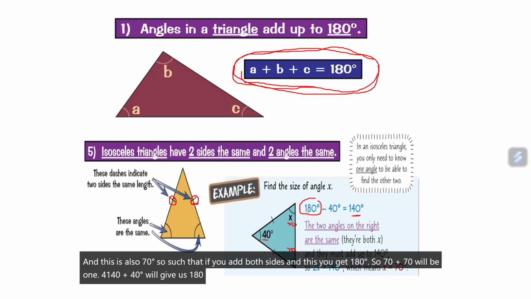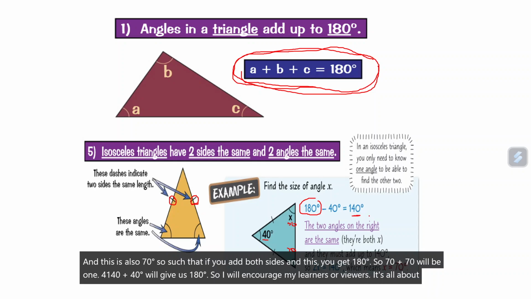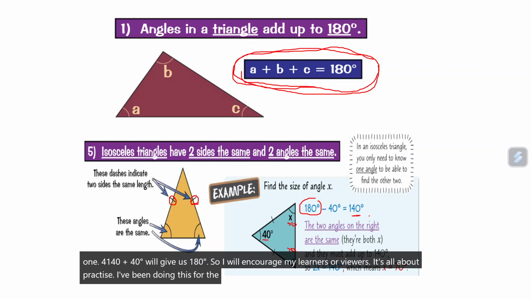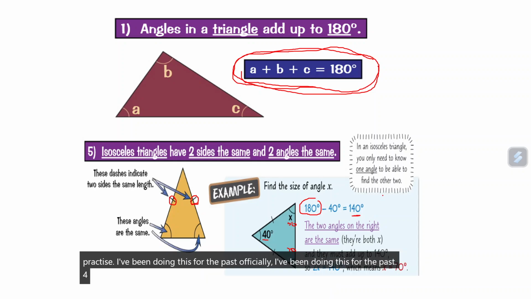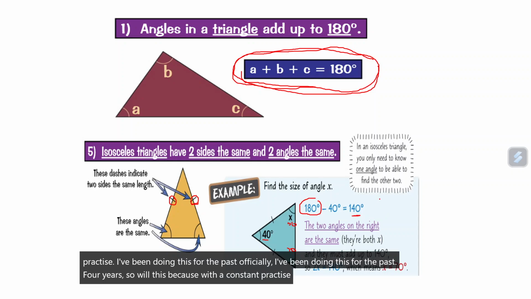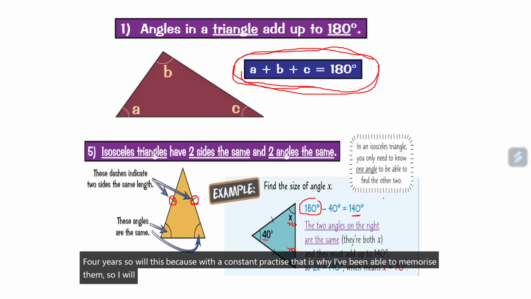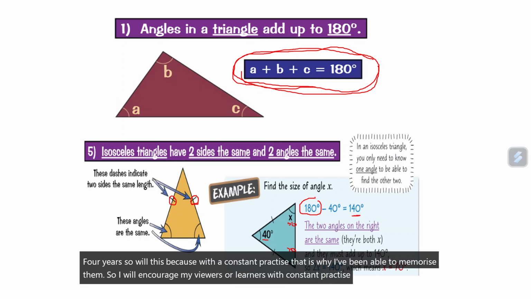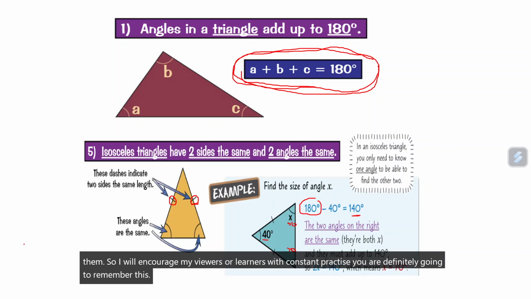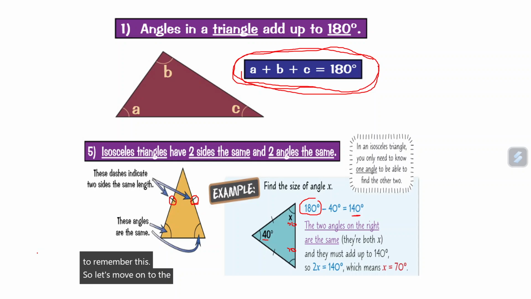I will encourage my learners or viewers, it's all about practice. I've been doing this for the past 4 years, and it is with constant practice that I've been able to memorize them. So with constant practice, you are definitely going to remember this. Let's move on to the next slide and see if there are class activities we can solve together.